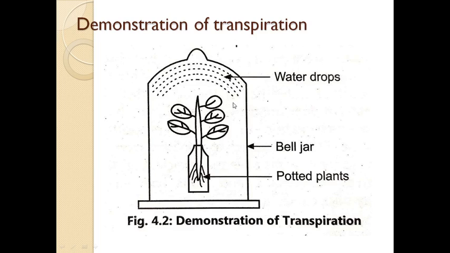See, from those leaves water vapor comes out, and that water vapor is trapped within this bell jar. And when this water vapor cools down, it is converted into water droplets, which is proof that transpiration takes place through the aerial plant parts. This is the small demonstration of the transpiration experiment.